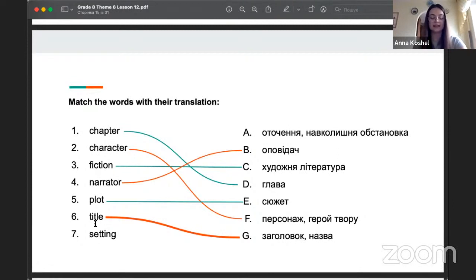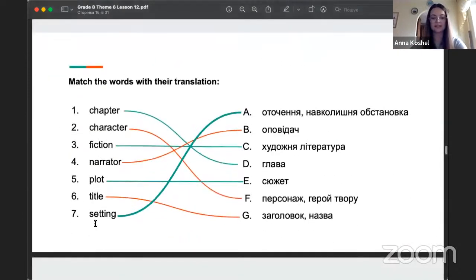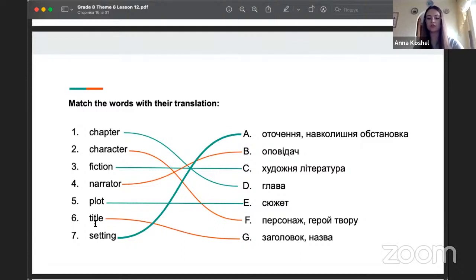Number 7 is the last word here and probably the easiest one, yeah? We have the last translation left. Setting, number 7, and translation A. Оточення, навколишня обстановка. So basically, that's what it is. Setting, оточення, навколишня обстановка. The setting of the book is an imaginary world. Наприклад, навколишня обстановка у книзі – це вигаданий світ. So, that's how this word can be used.